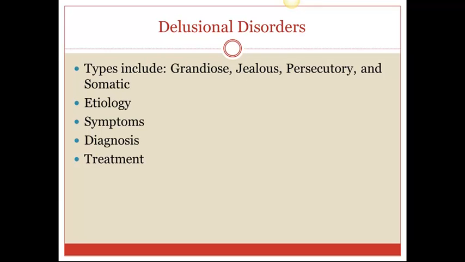Delusional disorder includes grandiose, jealous, persecutory, and somatic. The etiology is unknown, although genetic and environmental factors may be linked. Symptoms include irritable, anger, low mood, and hallucinations of sights, hearing, or things that aren't really there. Diagnosis is observational, and the treatment is antipsychotic medications.